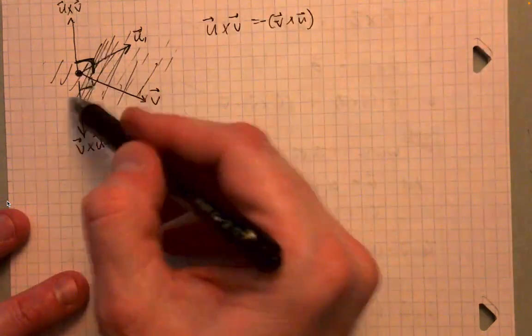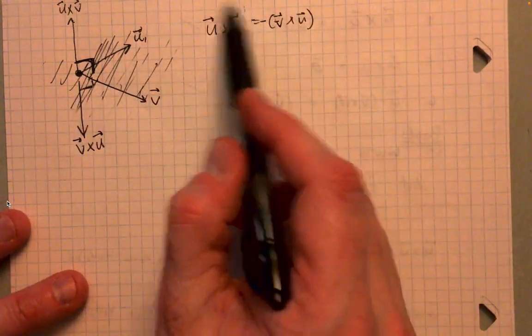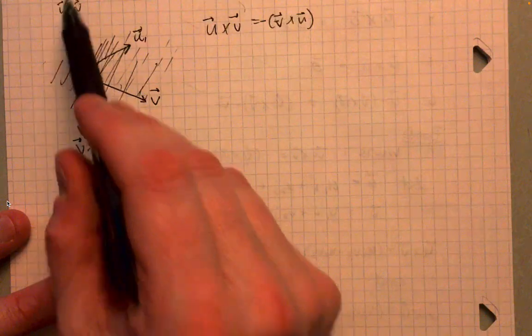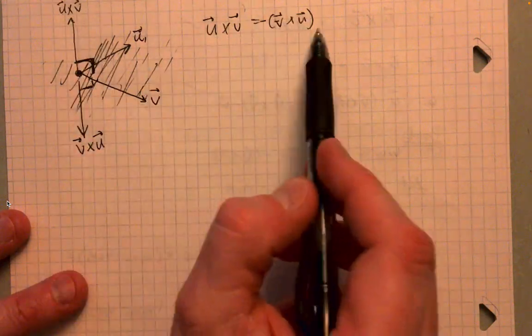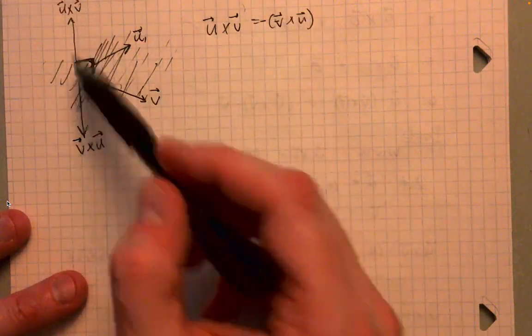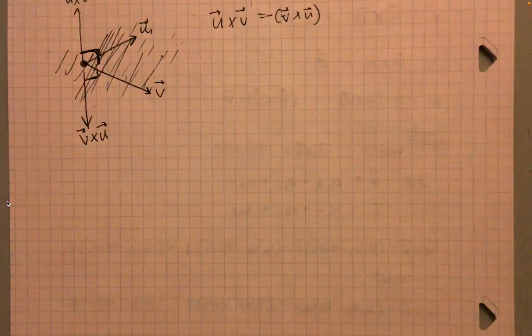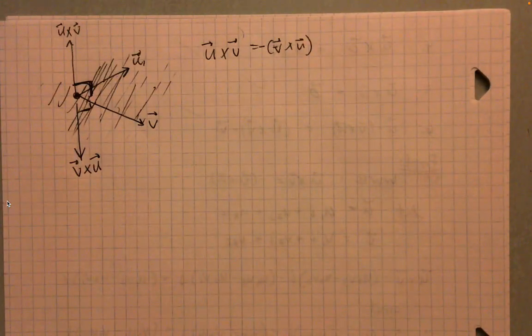Because u and v exist on a plane. When I cross u and v, I get one of the orthogonal vectors, and when I cross v and u, I get the other one. They're just heading in different directions. Okay, so that's the idea with the cross product, and that's how you calculate it.